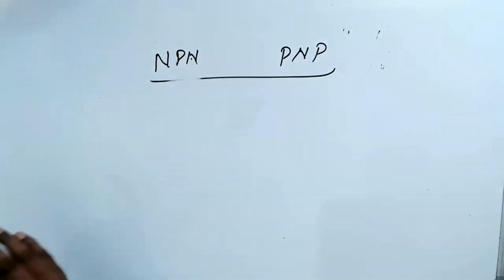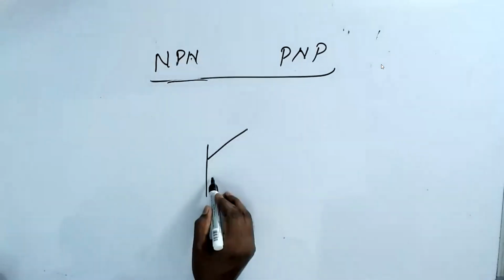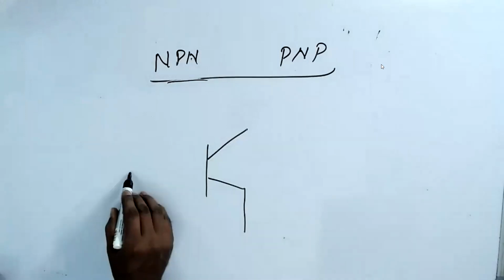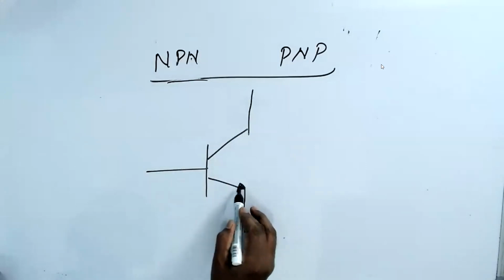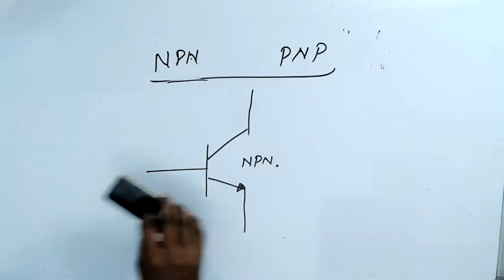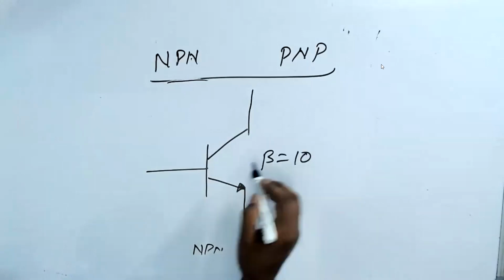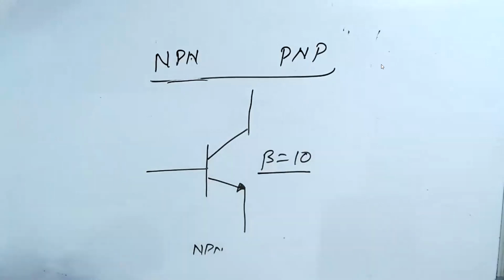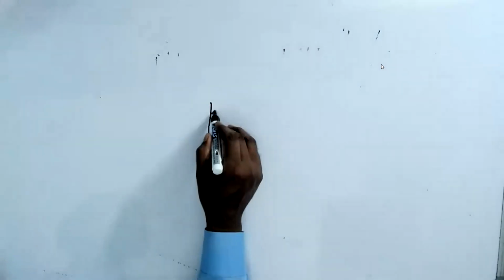We will discuss this right now. See, understand one thing. Please understand, this is very important for everybody. Let us take an NPN, and let us assume that the beta of this guy is 10. That is, the amplification factor is 10, we assume now. Okay, so let us draw a small circuit now.